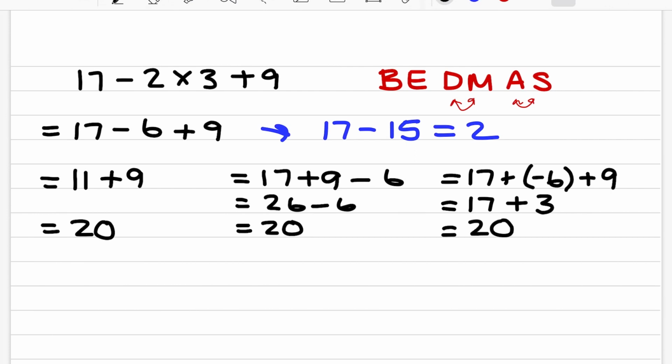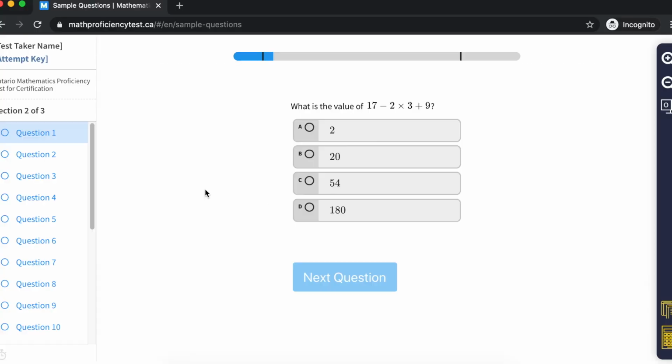So just make sure that when you're doing BEDMAS, follow it in order, or put brackets around negative numbers if you find that method helpful. So our answer is 20. We can select that and move to question number 2.